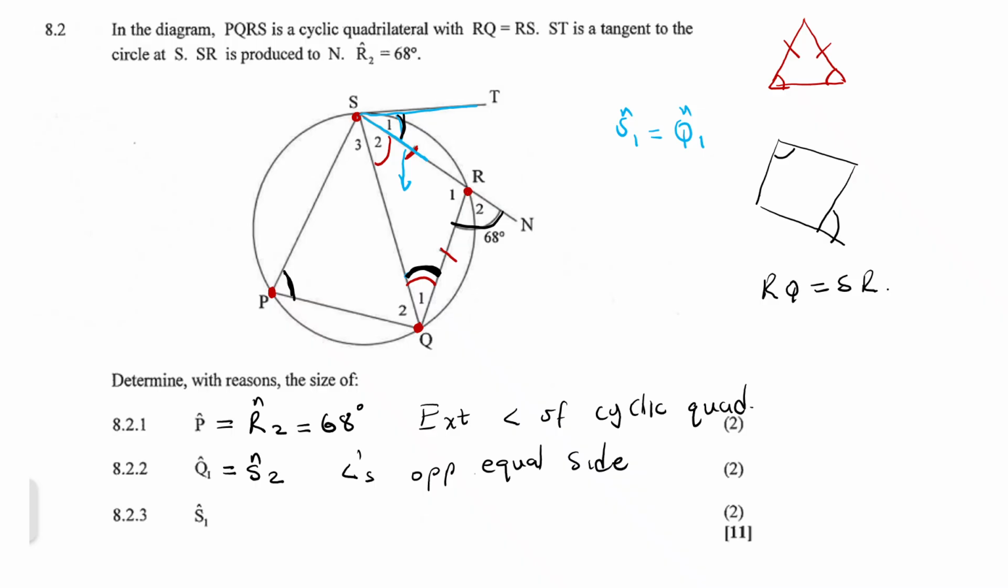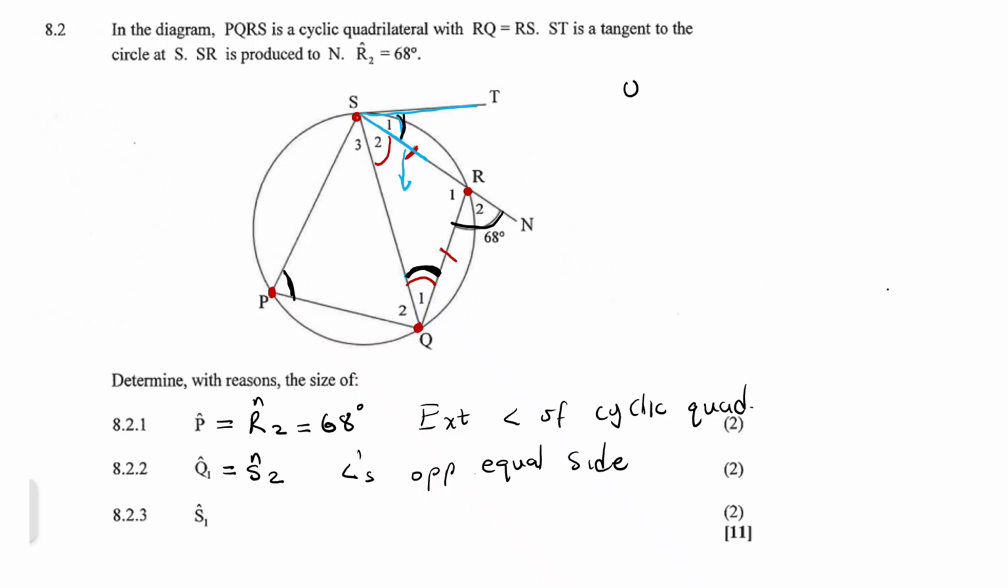Okay, so now we need to find the size of angle Q1. Let us quickly work on that so that we can write it down. So now we are saying that Q1 is equal to angle S2, and we've already given a reason that this is angle opposite equal side, because these two lines are equal.